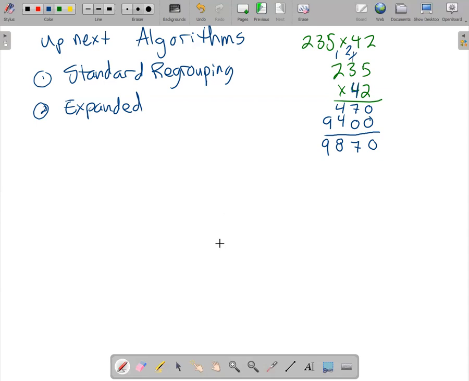Let's try the expanded. So with the expanded, we still stack them. 235 times 42, but we don't do carrying at first. So 2 times 5 is 10, and we just write the 10. And we have to be cognizant of place value when we do this. 2 times 3 is really 2 times 30, which is 60. And 2 times 200 would be 400s.